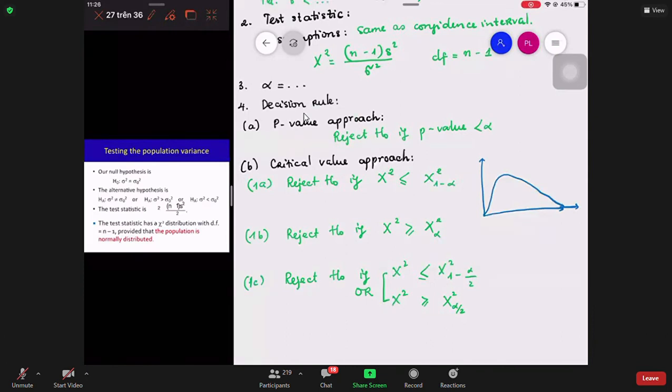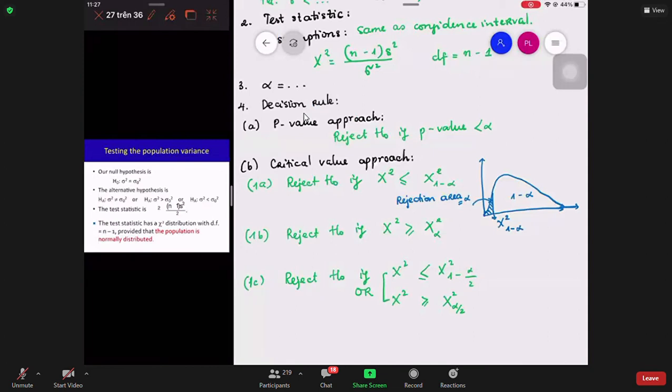Then if we have the left tail test, the rejection area will be to the left here, and it should be equal to n4. So this value here is chi-square 1 minus n4, because the area here is 1 minus n4. And this one here is the rejection area, and it is equal to n4. So if the chi-square value is smaller than chi-square 1 minus n4, then we just reject H0.